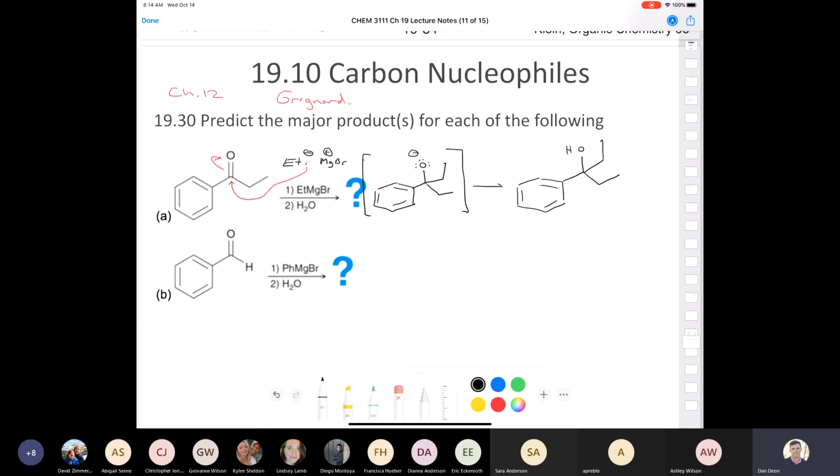And then in the second step, you do a proton transfer with water. Nothing really big there. Okay, proton transfer. And then to draw the final product, that's totally fine. No problem. No problem whatsoever.